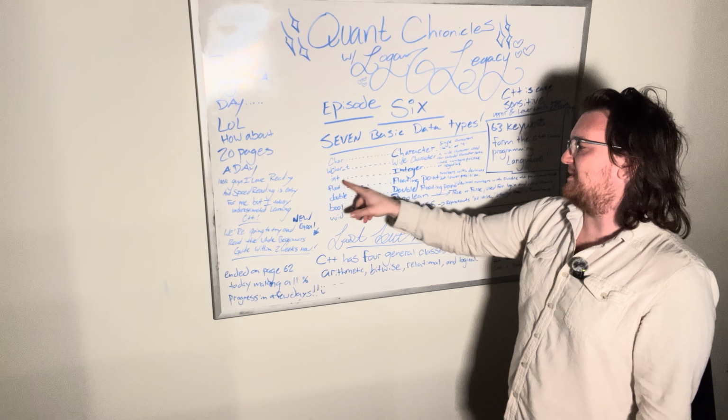Single characters are characters like A or the number 9. Wide characters are characters used for extended character sets, and integers are whole numbers, positive or negative. Floating points are numbers with decimals but lower precision. Double floating points are decimal numbers with double the precision of floats. Booleans are true or false, used for logic and conditions, and valueless represents no value, usually used in functions.